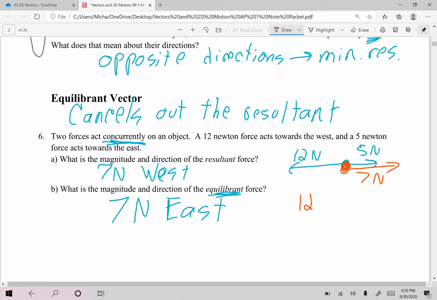We've got 12 acting to the west, 12 acting to the east. The two sides are equal. This is the equilibrant, which is kind of a neat property when you talk about forces and accelerations. For now, we're talking about vectors. I'm just going to throw it in because it's relevant.